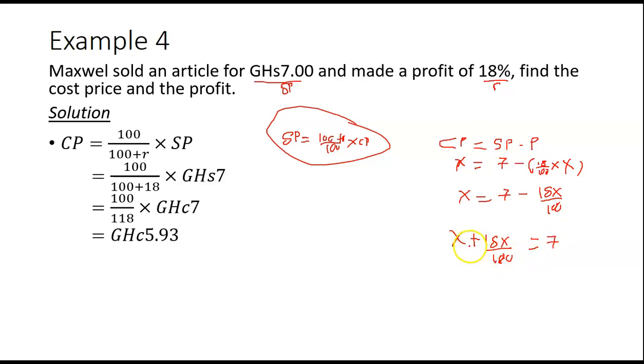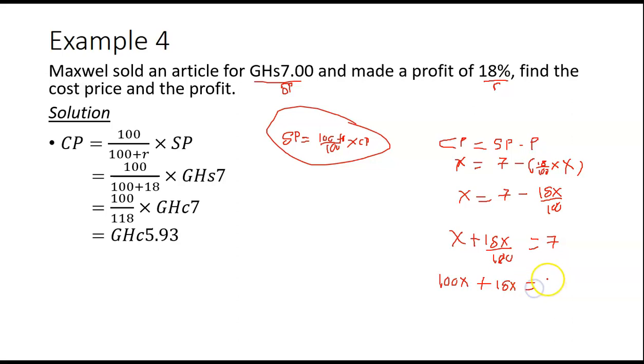So x plus 18x over 100 can give you let's say 118x over 100. But if you think you don't know where that's coming from, what is the LCM? The LCM is 100. So what do we do? We multiply through by the LCM. So 100 times x gives you what? 100x. Plus 100 times 18x over 100 will give you 18x, because that 100 will cancel out the 100 at the denominator. So you have 18x.